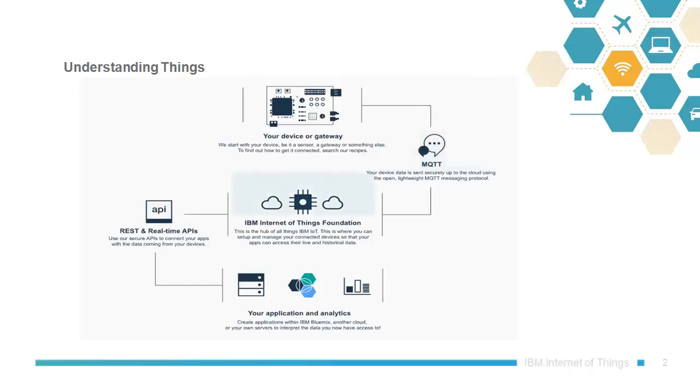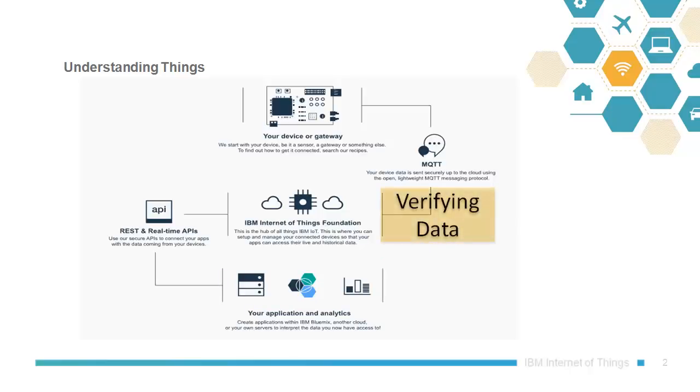This is the hub of all things IoT. This is where you can set up and manage your connected devices so that your apps can access their live and historical data. Once the data is stored in the cloud and database, you will use a secure REST and real-time API to access it. Now that you have full access to the data coming from your devices, you can create applications within IBM Bluemix, another cloud, or your own servers to interpret the data.